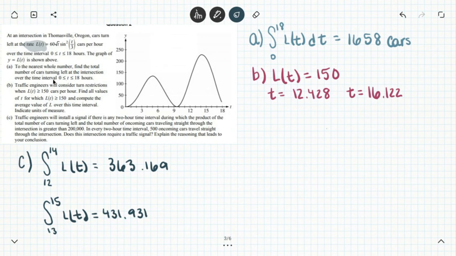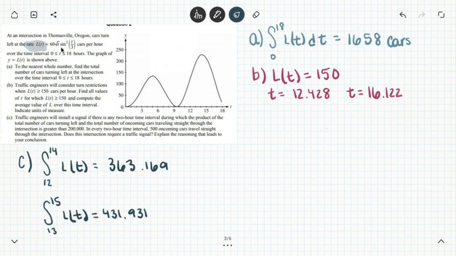So let's move on. Question A says, find the total number of cars turning left in the intersection. We're given the rate of cars turning left, so we need to integrate from the beginning of time to the end of time. So from 0 to 18. Notice when you write this down on a free response question, if they give you the formula for something and name it, you can use the name. You don't have to write the whole formula down. Again, it's a time test, so this is a time saver.